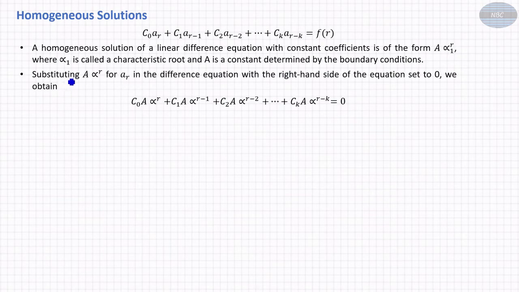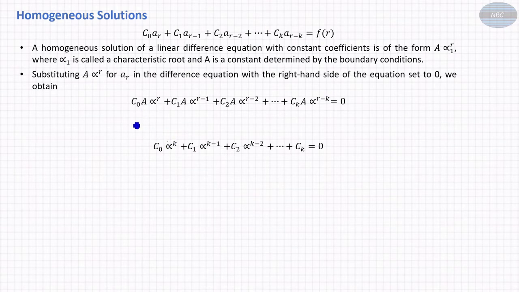So substituting a alpha to the power r for ar in the difference equation, with the right hand side of the equation set to 0, we obtain: in this difference equation, in place of ar, we'll use a into alpha to the power r. In place of ar minus 1, a into alpha to the power r minus 1, and in place of ar minus k, we have a into alpha to the power r minus k. The right hand side of this equation is set to 0 because we are calculating the homogeneous solution.